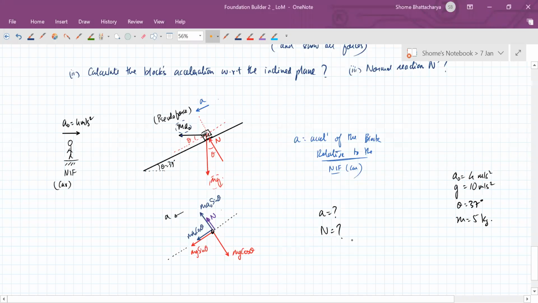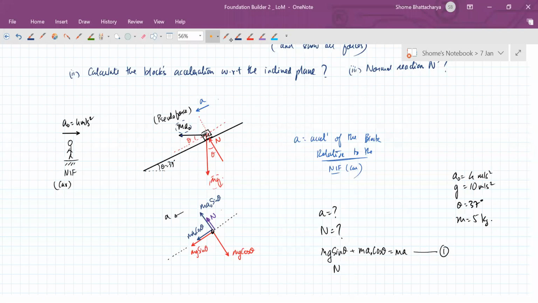All right, so let me put up the answers and verify it. So along the inclined plane, your equation will be mg sine theta plus m a naught cos theta is equal to ma. And perpendicular to the inclined plane, you will see that normal reaction plus the pseudo force's sine component balances mg cos theta.